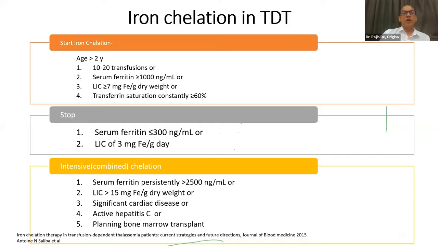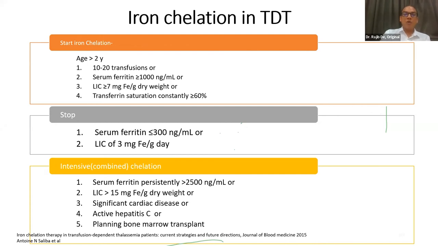So when to plan? If the patient is more than 2 years of age, there is 10 to 20 transfusions, or as far as TDT is concerned, if the ferritin level is more than 1000, then we should start. And we need to stop when ferritin is less than or equal to 300, or LIC, liver iron concentration, is 3 milligram per gram per day.